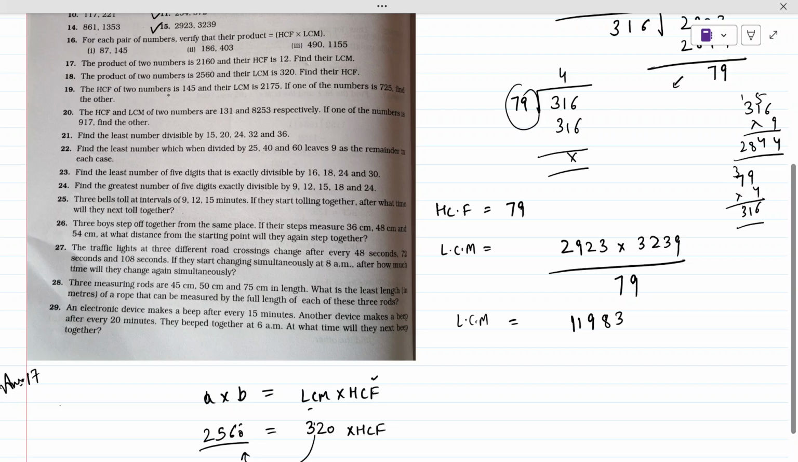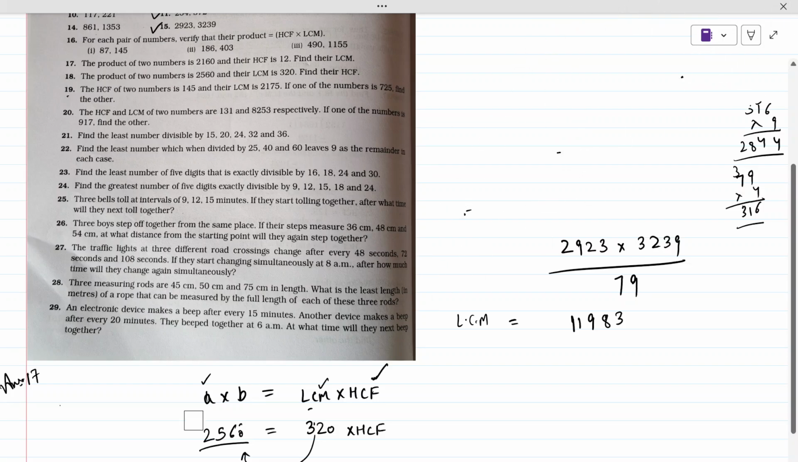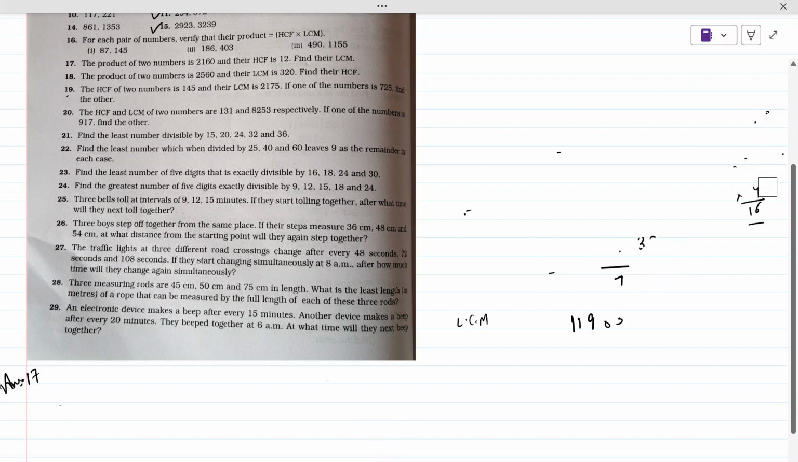Next, the HCF of two numbers is 145. So we are given HCF here in question number 19 and LCM is also given. Both are given. One number is 75, find the other. One number is also given to us. So how are we going to do this? Wait, I'm just erasing this fast. And we can do it here.